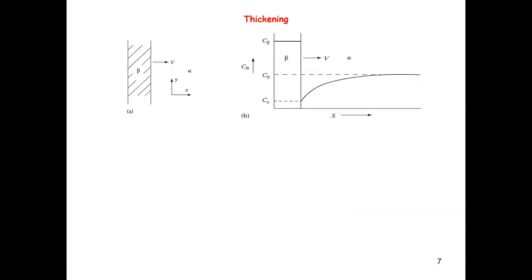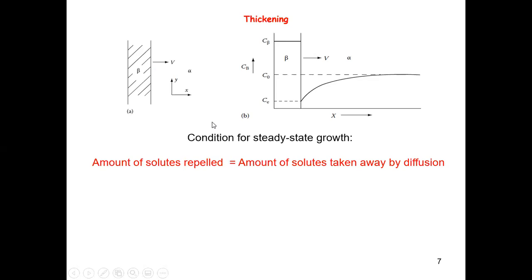So again, now I'm just keeping the composition profile and this schematic setup for the beta phase and alpha phase interface. So the condition for the, I'm sorry, this is, I think, a mistake. It should not be the solutes repelled. It should be that the solutes received or taken by the beta phase should equal the amount of solutes flowing to the interface by diffusion. Because you have a constant flux of B atoms coming here, and these B atoms are taken by the beta phase.